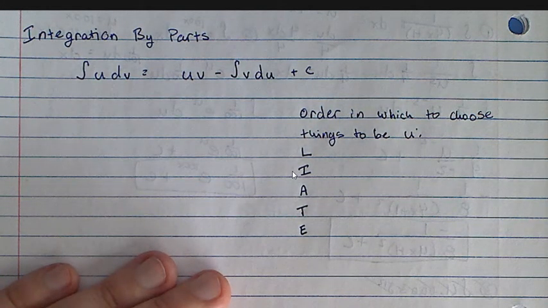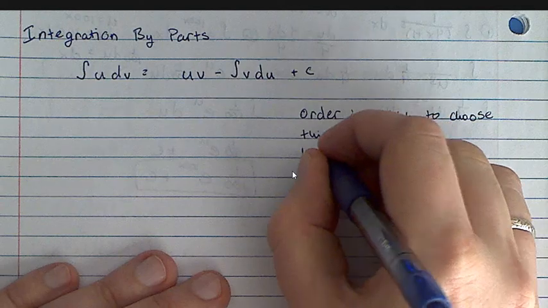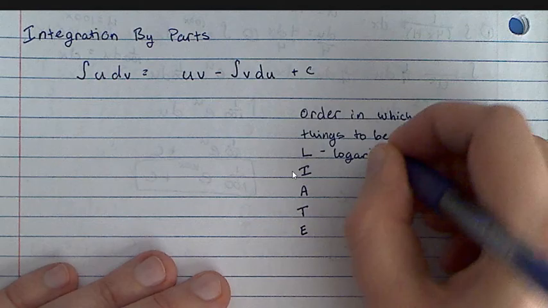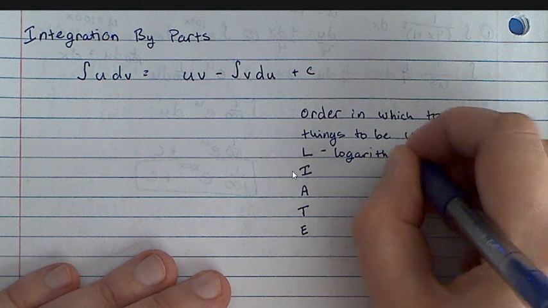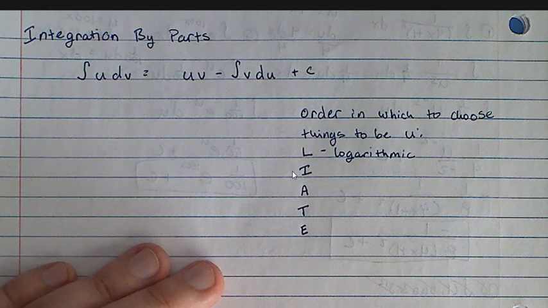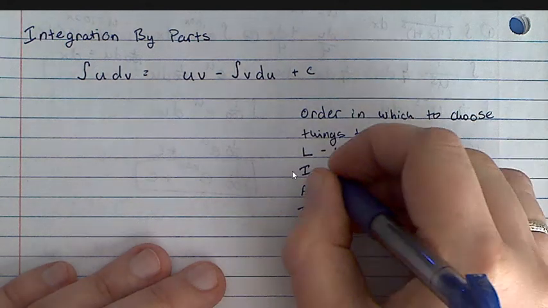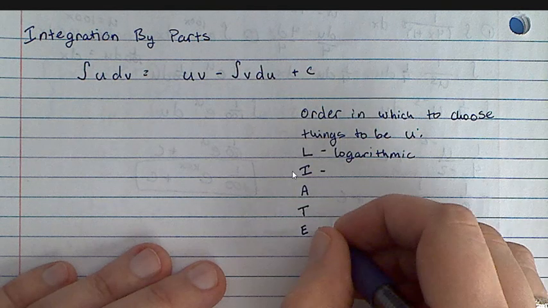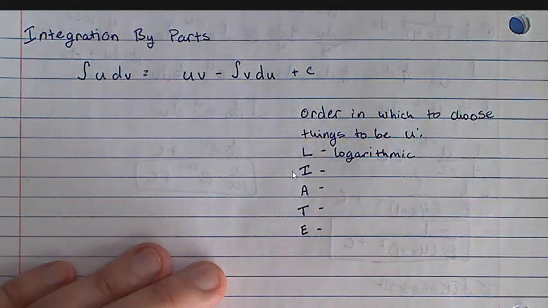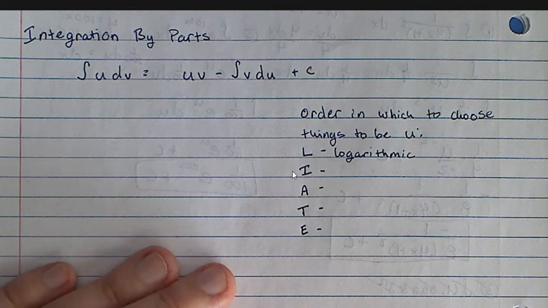So first, if you have an option for it to be anything logarithmic, that should be your first choice for u. So anything like ln x, that should be your first choice. e to the x should be your last choice. So logarithm is like ln x, and ln x should be your first choice.